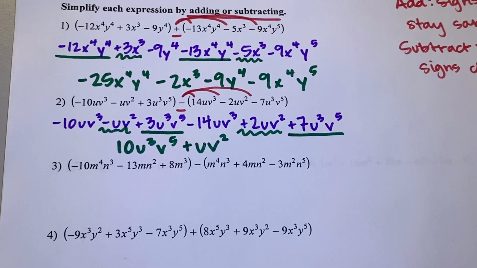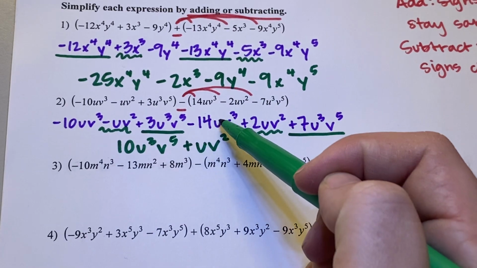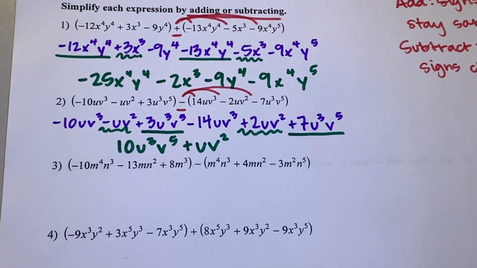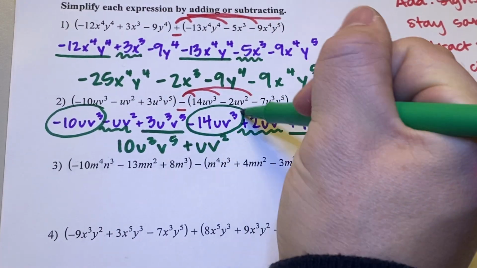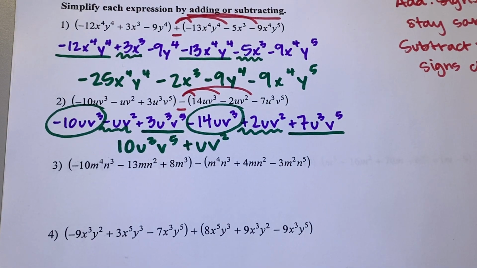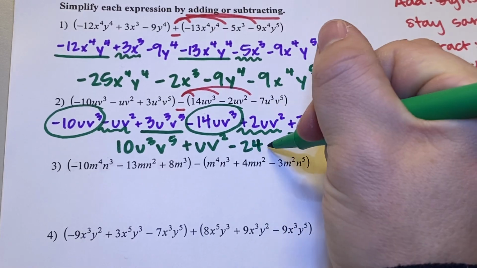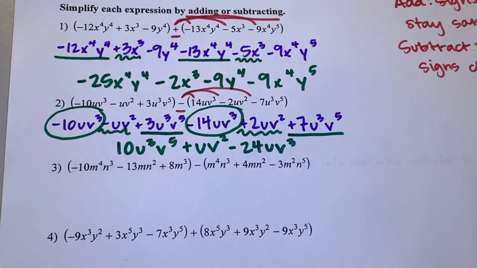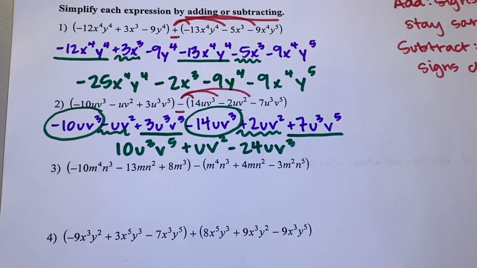Okay, last two terms. I see negative 10 uv cubed and negative 14 uv cubed. Same? Yep, so let's go ahead and combine them. What is negative 10 minus 14 going to give me? Negative 24. So minus 24 uv cubed. And there is my final answer. Super ugly, but it is simplified.